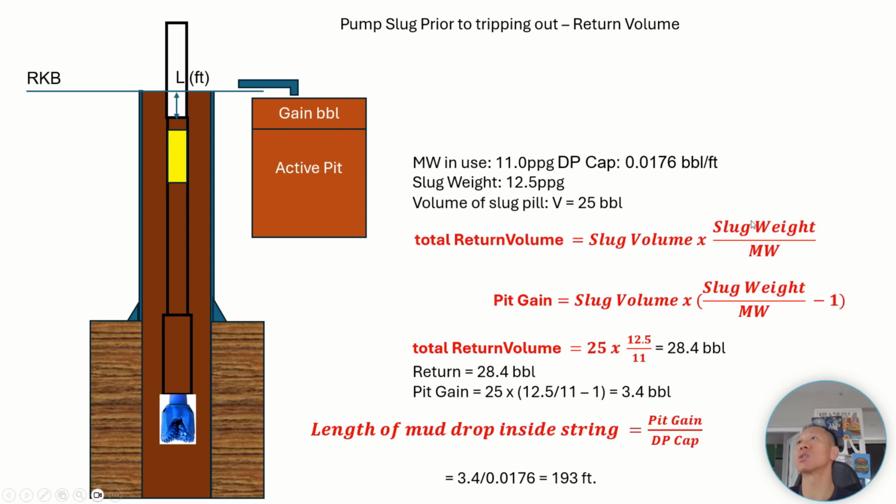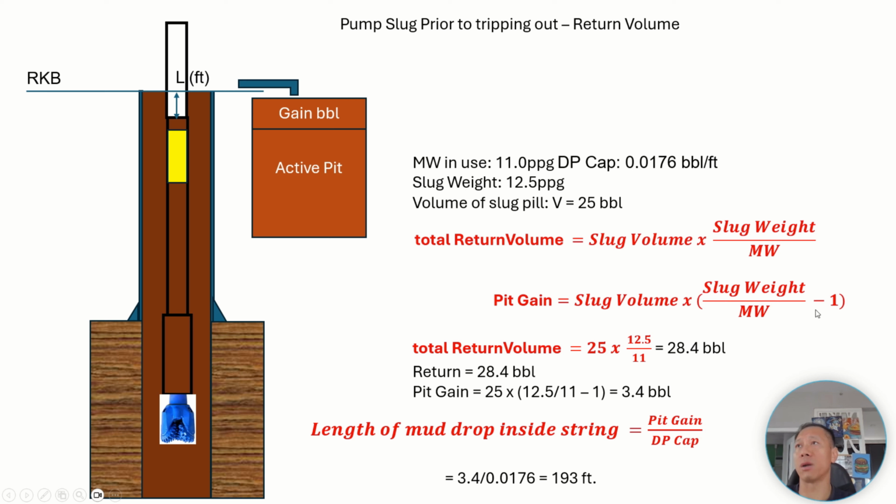But the principle is simple. You work out the total volume returned: you take the slug volume, 25 barrels, times the slug weight, 12.5, divided by the mud weight, 11 ppg, and you get the total volume returned, which is 28.4 barrels. In this total 28.4 barrels, you have 25 barrels of slug, so you gain 3.4 barrels. And you can just use this formula here: you take the slug volume times slug weight, divided by mud weight, then deduct 1, times the slug volume, and you get the pit gain.